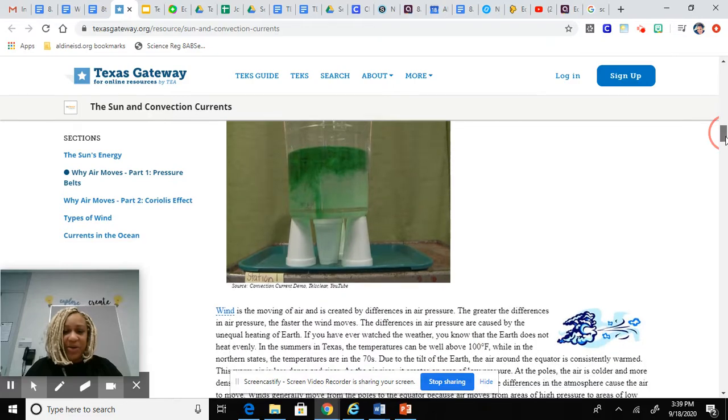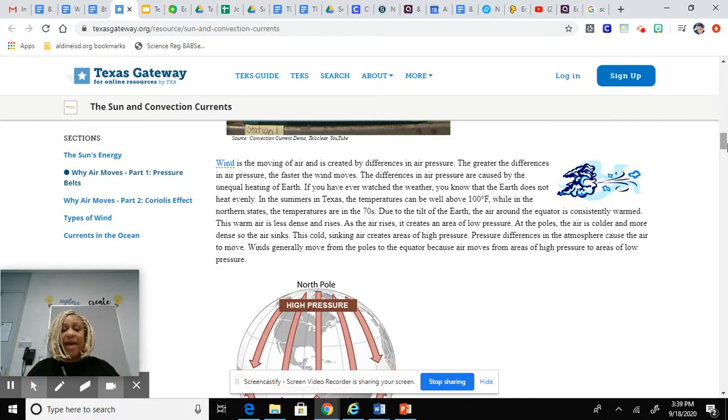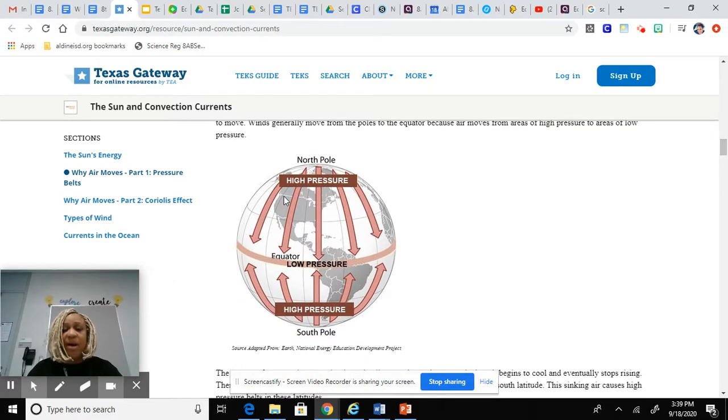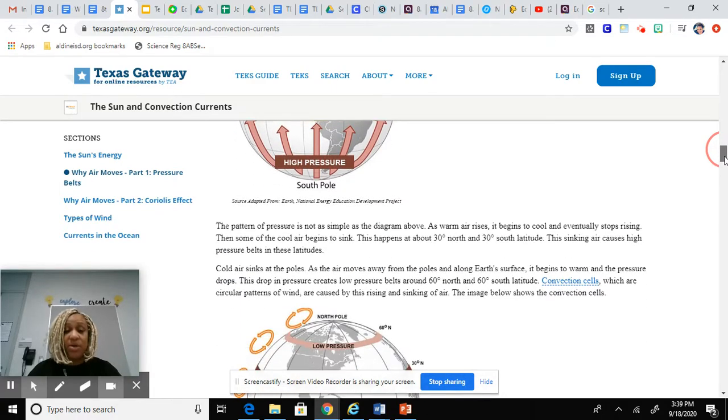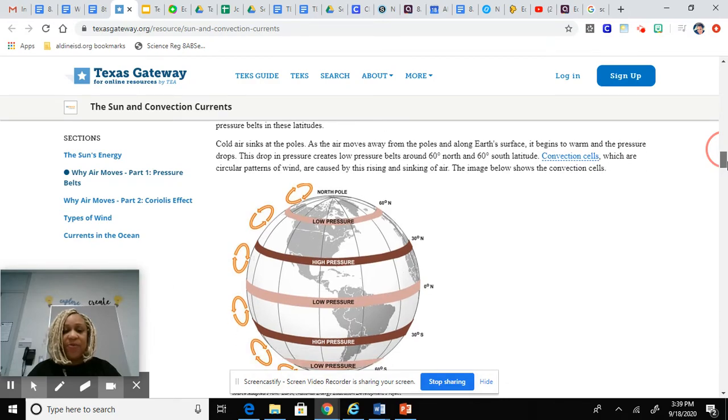Okay, so we are going to go ahead and move on. So wind is the moving of air and is created by differences in air pressure. And I want you to read through this on your own. Also, right here talks about how the high pressures come from the poles, okay? You have to understand the illustrations that you're looking at. So you need to read through the material, guys and girls. All right? Right here, we're talking about those different cells, and you'll need to understand these cells when we talk about the Coriolis effect coming up next.